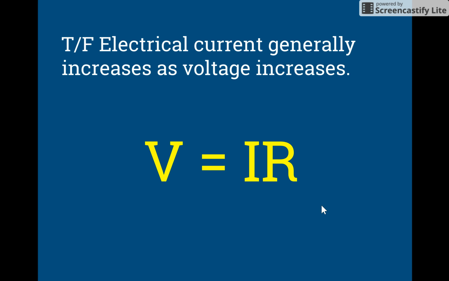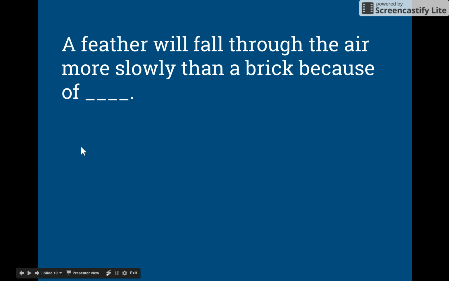True or false? Electrical current generally increases as voltage increases. If you look at this formula, Ohm's law, voltage is equal to current times resistance. We can see that voltage and current, represented by the letter I, are directly proportional. So if you increase one of those, the other one has to increase. That means this is a true statement. A feather will fall through the air more slowly than a brick because of air resistance.